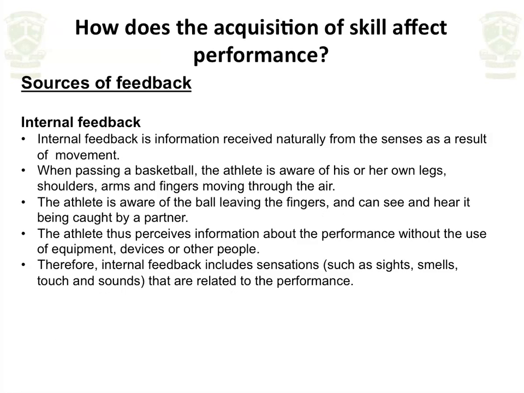We're now going to look at some sources of feedback. So we have internal feedback. So internal feedback is information received naturally from the senses as a result of our movement. So when I pass a basketball, if I'm aware of my own legs, my shoulders, my arms, and my fingers, how they're moving through the air, for me, that's feedback.